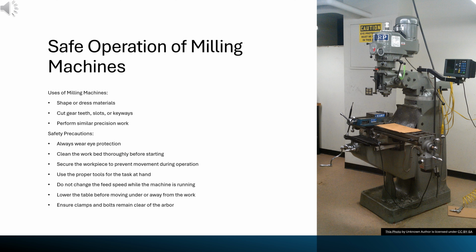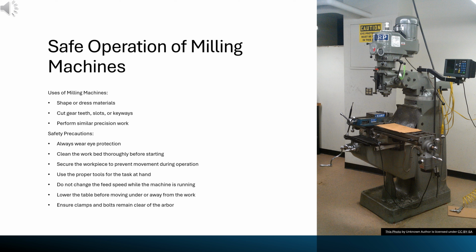Milling machines are versatile tools used for work such as shaping or dressing materials and cutting gear teeth, slots, and keyways. To ensure safe operation, always wear eye protection and start by cleaning the workbed. Secure the workpiece properly to prevent movement during milling, and choose the appropriate tools for the task.